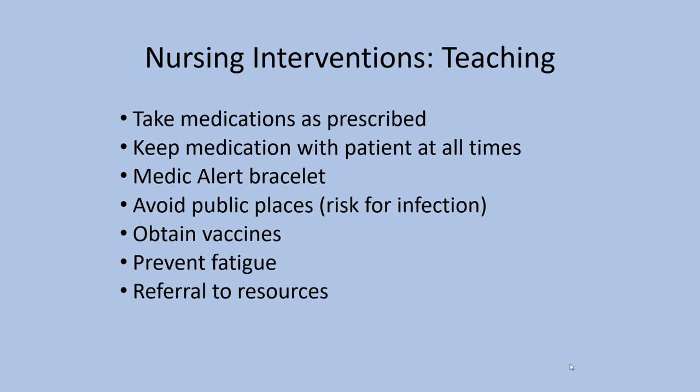They should have a medical alert bracelet, especially if they're going to be on immunosuppressants, and they should avoid public places. Have them get the vaccines for flu and pneumonia, depending on their age, and then do frequent rest periods and frequent breaks, and plan activities during peak energy periods. And they do have the Myasthenia Gravis Foundation of America that has lots of resources for patients that we can direct them to as well.